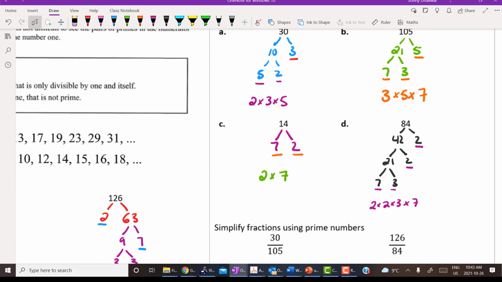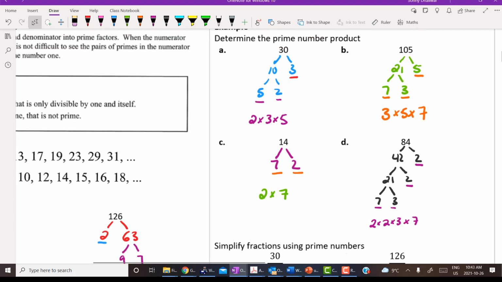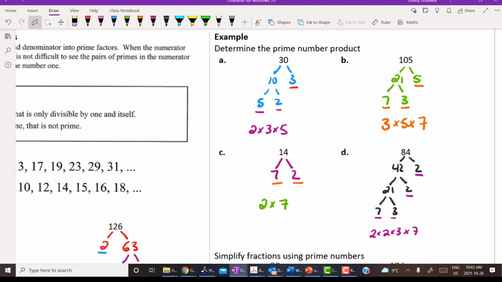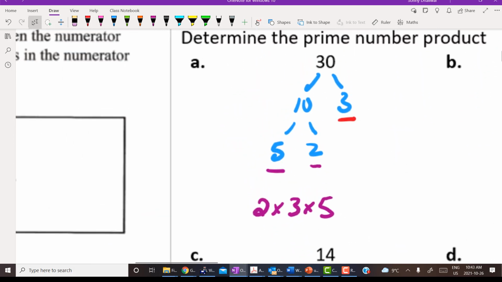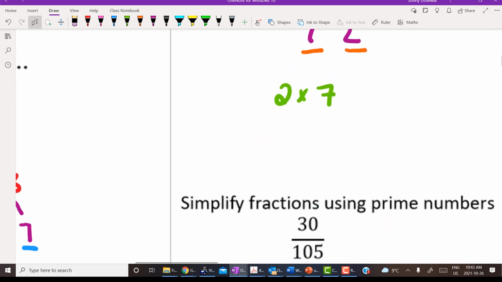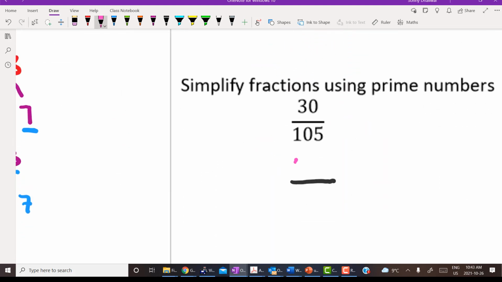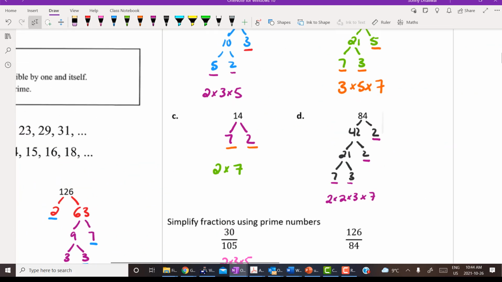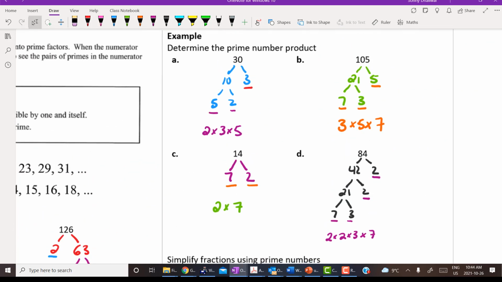Okay, so now we want to simplify some fractions, but we've already done their prime trees. The first question is 30 over 105. We write out its factors. We said 30 was 2 times 3 times 5 from the question we did together. And we said 105 from our factorization was 3 times 5 times 7.